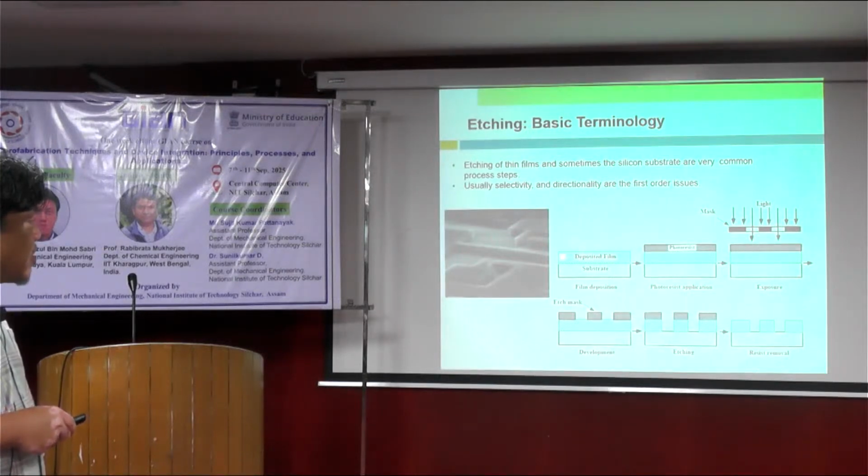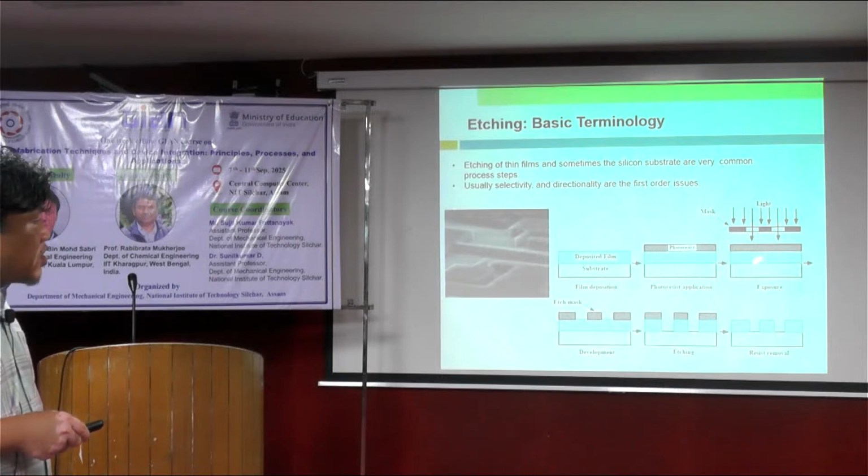So what we can do is deposit a thin film of, let's say here, maybe silicon dioxide or some other material, for example. It can be a metal or anything. And with photoresist, we form the pattern. Photoresist will act as a mask. Then with this mask, you expose the photoresist, then you get the mask.